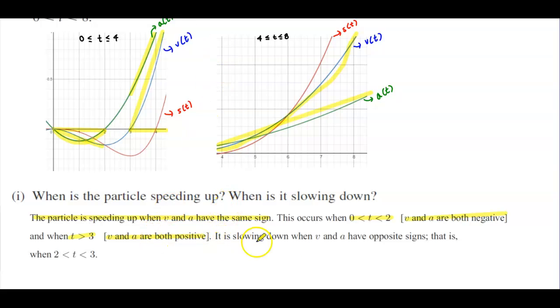Now, it's slowing down when the velocity and acceleration have opposite signs, and that is between 2 and 3. If you look here between 2 and 3, the velocity function is negative, below the x-axis, and the acceleration is above. So therefore, we can see that it's slowing down when they have opposite signs, and that is when t is between 2 and 3.